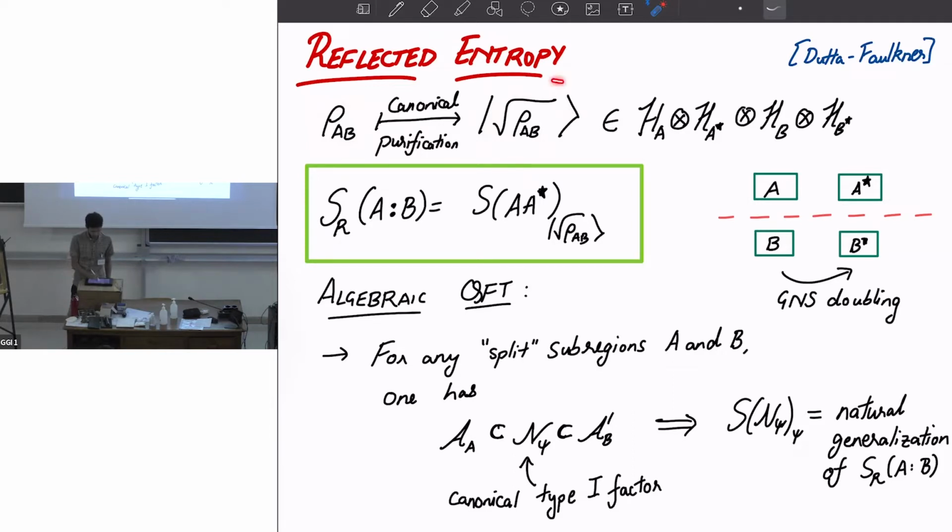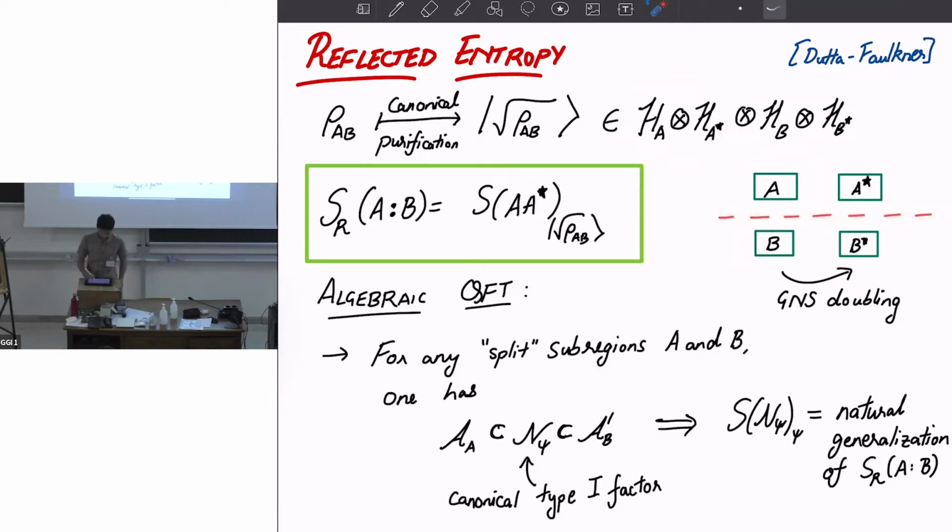And so this state lives on a doubled version of the Hilbert space where you have the original A and B, but also two copies A star and B star, which you should think of as the reflected copies of the systems A and B. Once you do that, then the reflected entropy is defined as the entropy of the regions A A star in this particular state. So a picture to have in mind is you start with a density matrix on these two systems, and you reflect by doing this doubling, and then just compute the entropy across this cut.